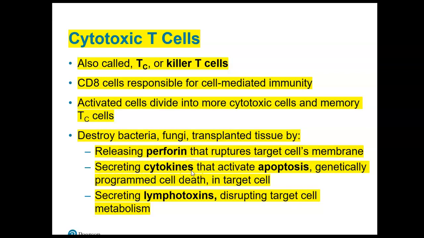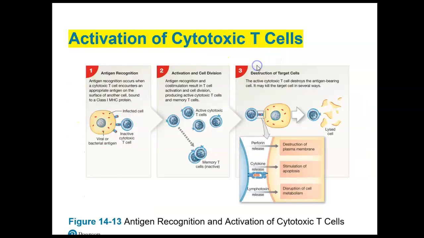Then they also secrete cytokines that activate apoptosis in the target cells. And they secrete lymphotoxins, which disrupt the target cell's metabolism. So indirectly will kill the cell or inactivate it. So cytotoxic T cells basically kill cells that are infected by different types of pathogens. So the steps in the activation of cytotoxic T cells, first is antigen recognition.